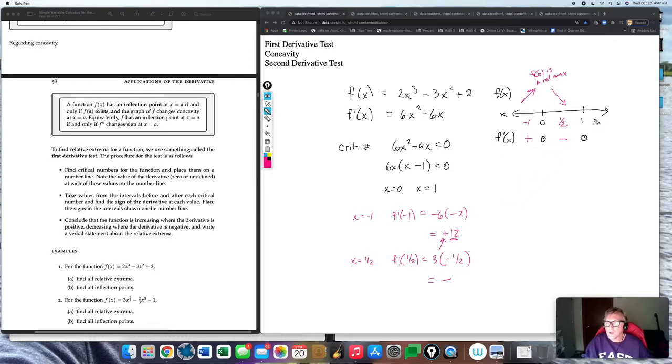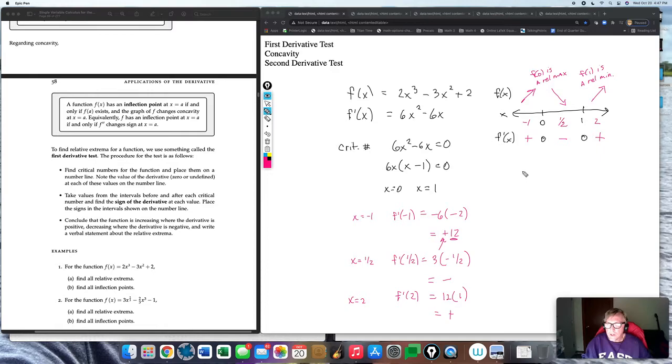Alright, let's pick another number over here. Let's say x equals 2. We can do this real quickly. So what's f prime of 2? That's 6 times 2, which is 12, and then 2 minus 1 is 1. This is definitely a positive number, and the function is increasing on the interval from 1 to infinity. So we can say that f of 1 is a relative minimum.